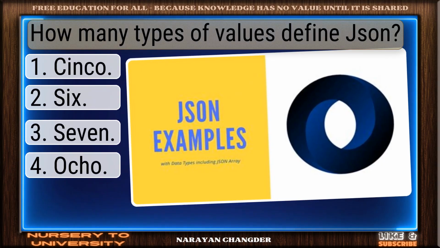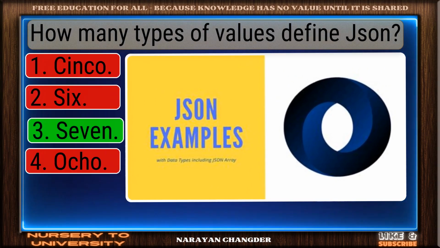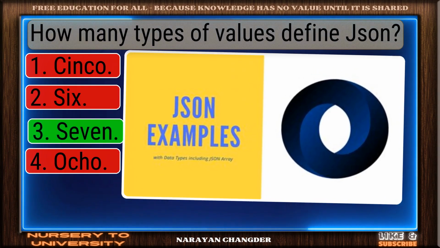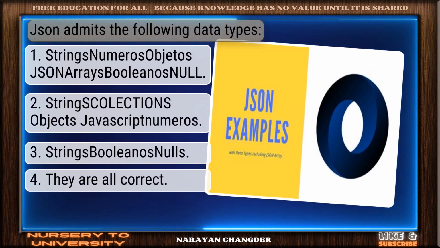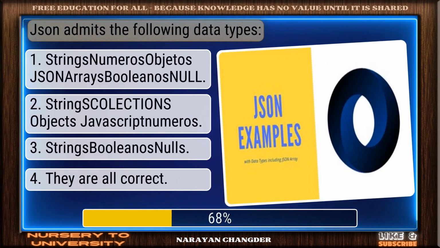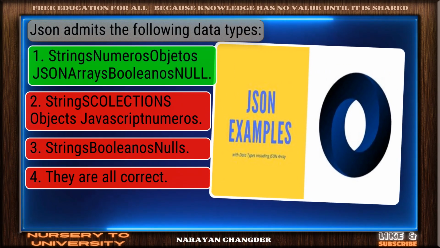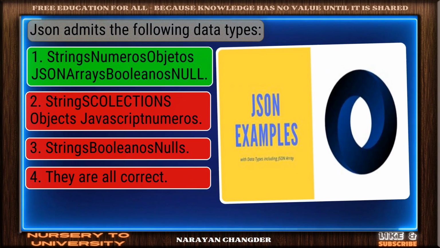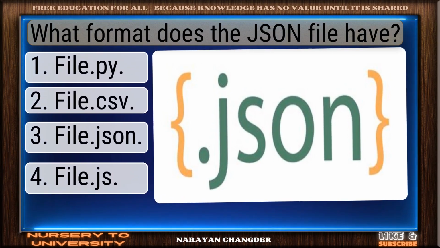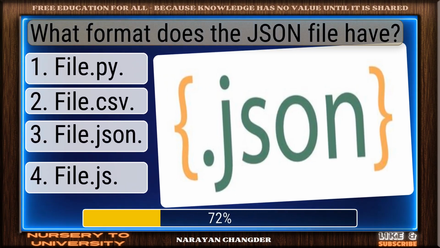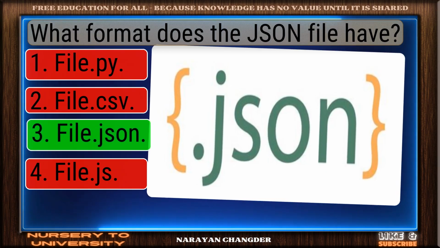Question number 53. How many types of values define JSON? Excellent choice. 7 is the right answer. Question number 54. JSON admits the following data types. Right choice. Strings, numbers, objects, JSON arrays, booleans, null is the best answer. Question number 55. What format does the JSON file have? Smart move. File.json is an accurate answer.